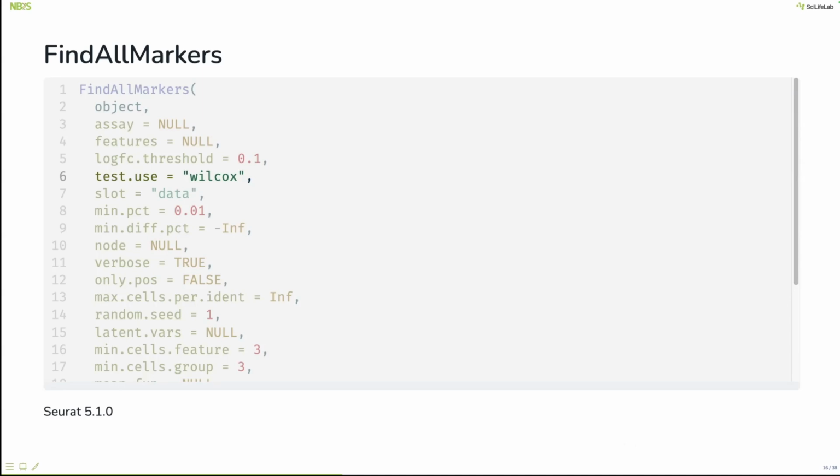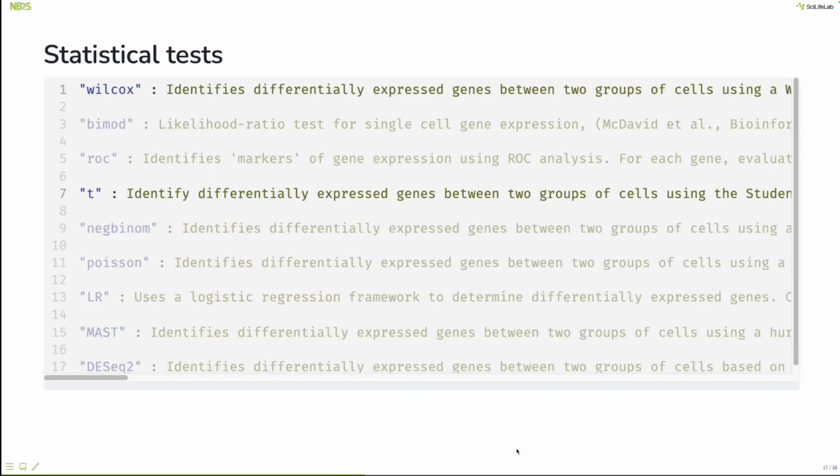Both of these two tests are very straightforward. You just run it on two different groups, and they're also very fast to run. But then there are some other options. If you look at the help pages for the find markers functions, you can see which test you can use. This is Seurat's explanation of them.